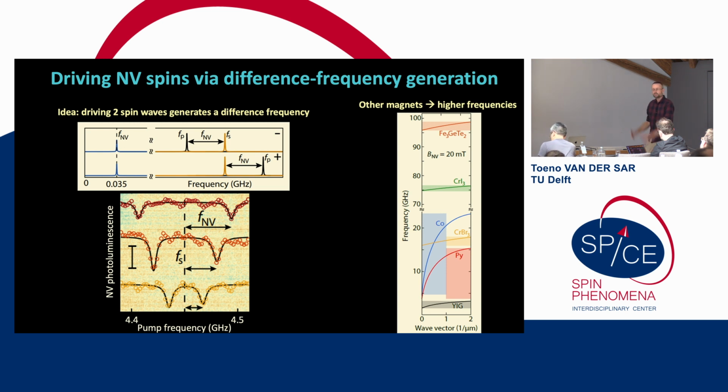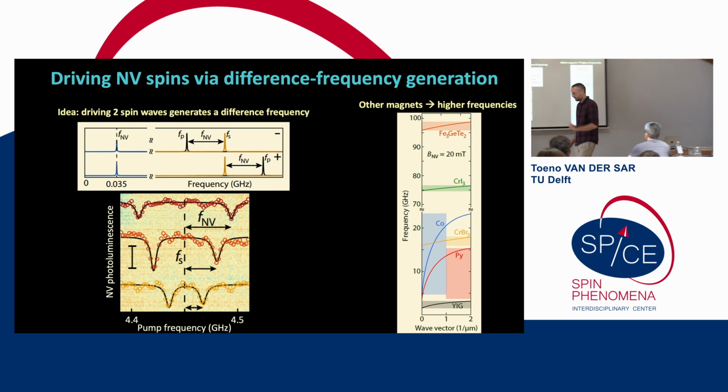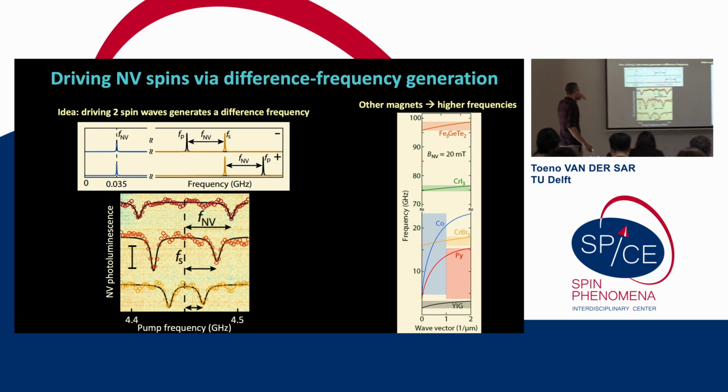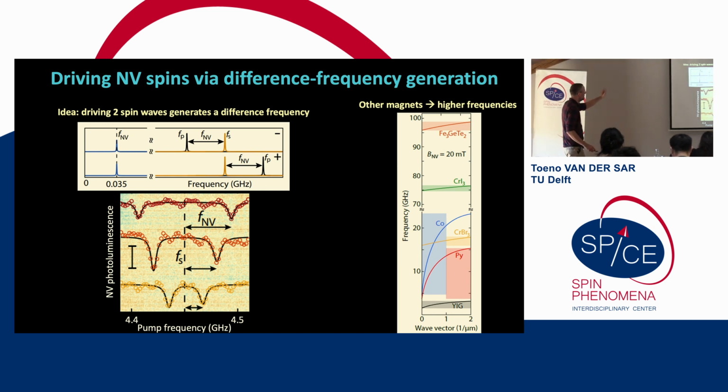You apply two microwaves, of which the difference frequency is resonant with your NV, like here. So it's a way to probe magnets that have large frequencies. That's a big challenge for NV magnetometry, that those frequencies are hard to address, and so you need to use some kind of frequency conversion like we do here.